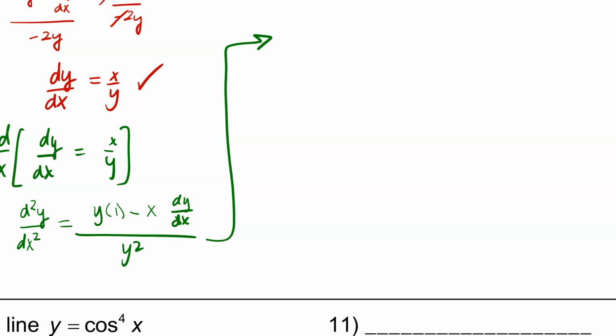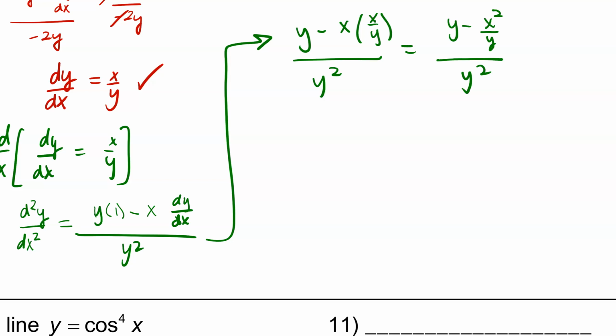And then there's like a 1.5 worth of simplifying. So I have y minus x times x over y squared. I want to simplify this. The top, I have fractions, so I should make it have a common denominator. So I multiply the y by y over y, because technically that's multiplying by 1, and anything times 1 is itself. So now I have y squared minus x squared over y all over y squared.